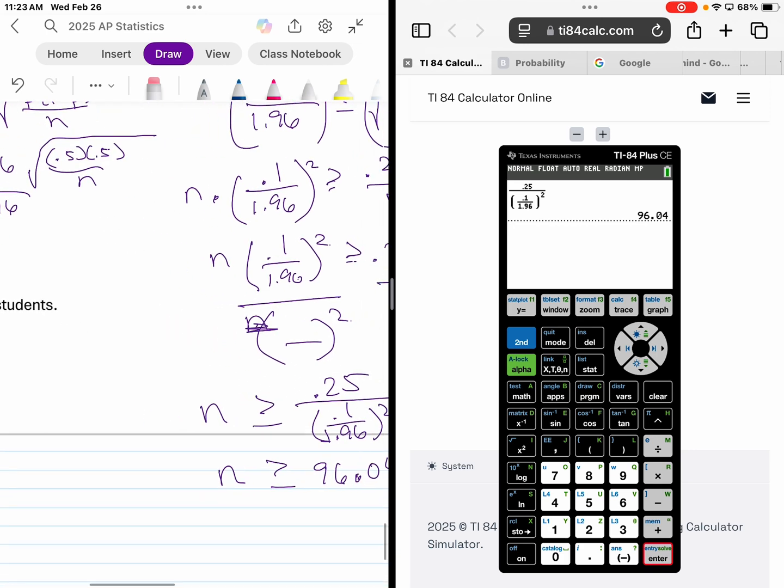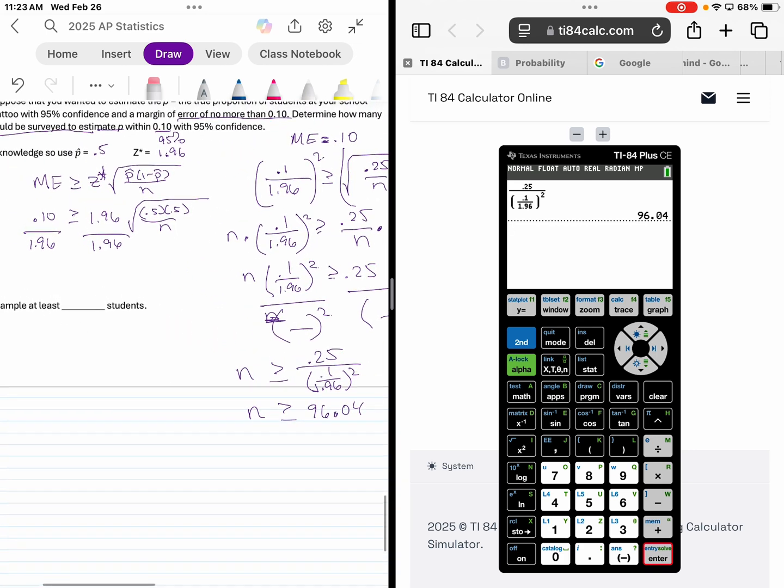Now, can you have 0.04 of a person? No. So we're saying 97. I know 0.04 doesn't technically make a 6 a 7, but in this world, we round up to the next whole number. Because if we round down to 96, then we're not within that 10% margin of error. We're actually outside that 10% margin of error. So we're rounding up so we stay inside the margin of error that they're asking us to stay inside. Okay?